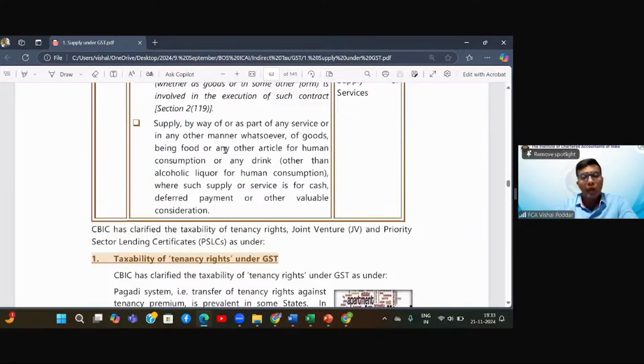Similarly, where any food item is given. So, where any food or any other article which is used for human consumption or a drink is given, and it is given as a part of service. So I am giving goods, but it is given as a part of service. In such a case, it becomes a composite supply because again, food, which is goods, is given, but it is being served. It is given as a part of service.